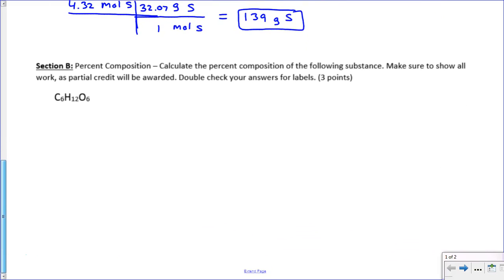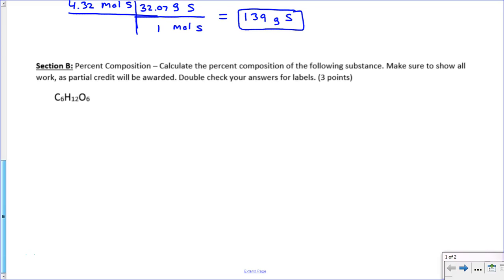All right, this section B is about percent composition. This is pretty much the same exact process every single time, so if you've got a handle on this, you should be pretty good to go on the exam. The first thing that we do is we find the individual masses of the elements.